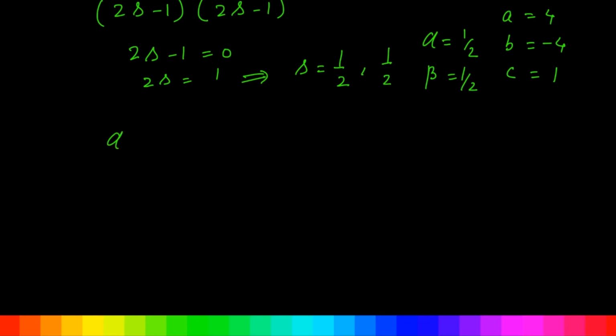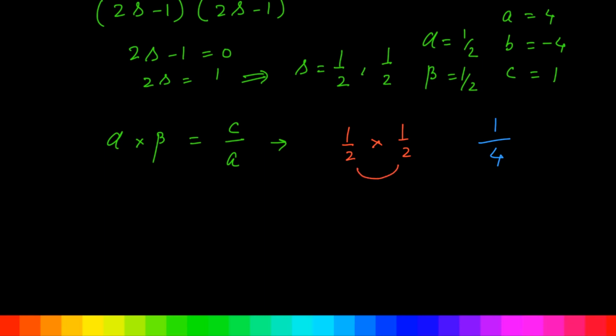We also know that alpha multiplied by beta is equal to c over a. Putting the values, alpha multiplied by beta, c, that is 1, over a, that is 4.